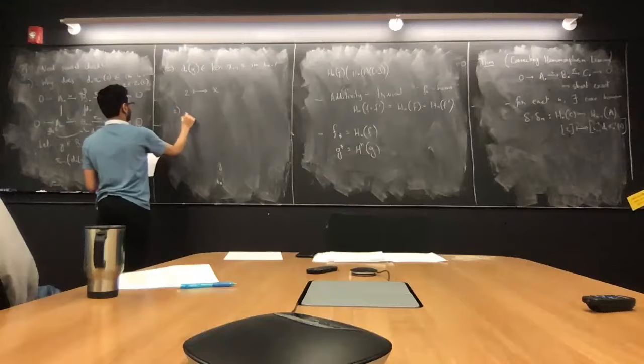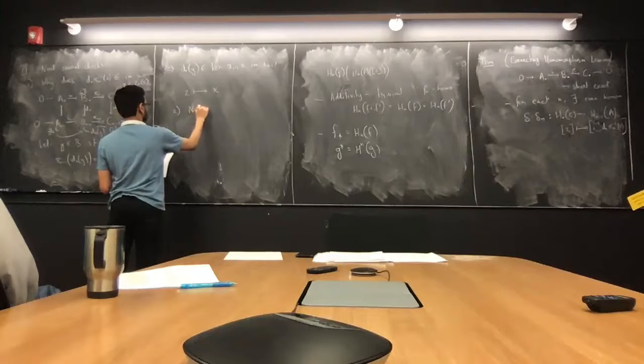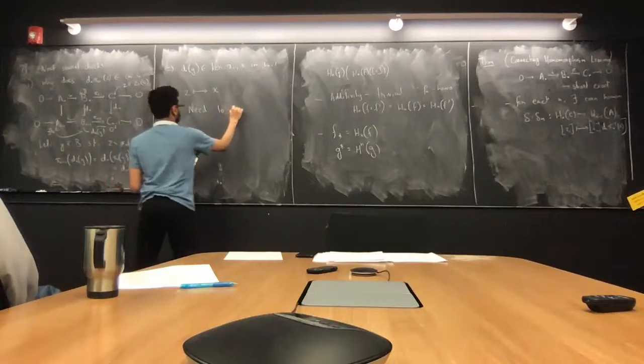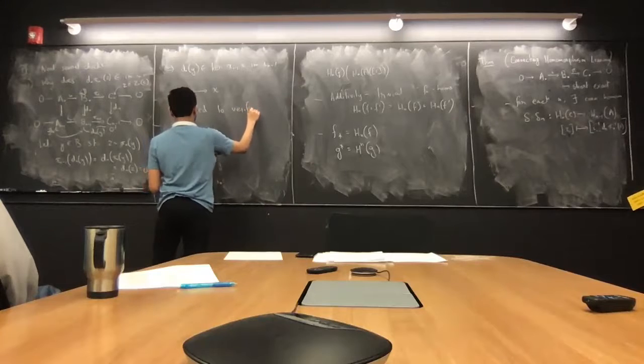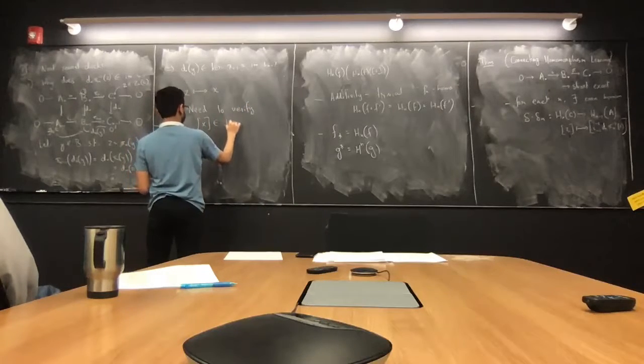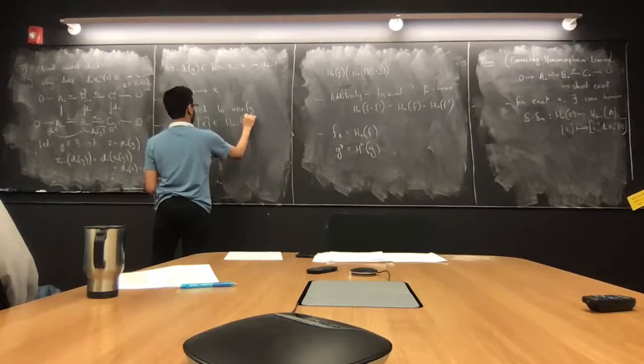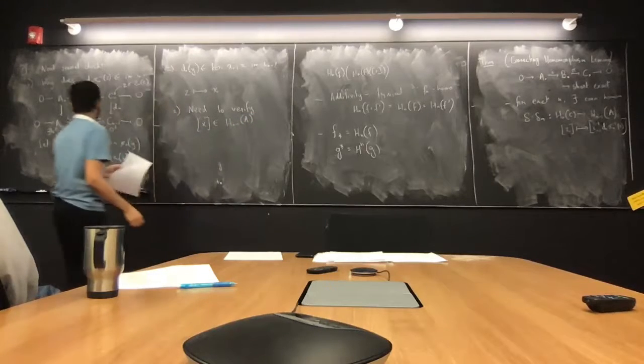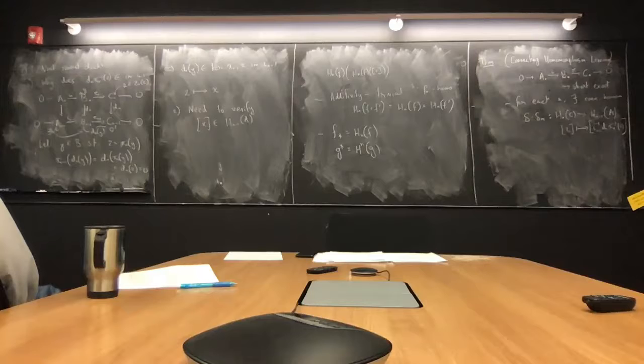So the second thing is, and this is something I'm not going to do, but we also need to verify that x is in Hn minus 1 of A. It's not. I don't think it is. I think you need some more diagram chasing to do that.